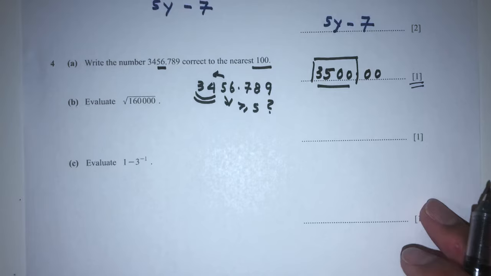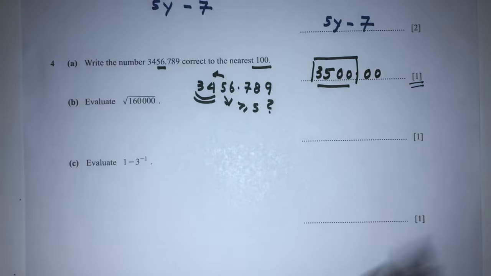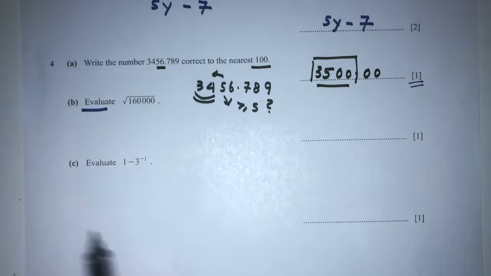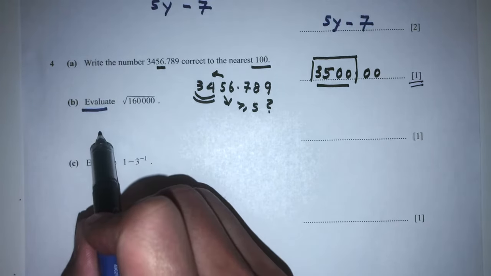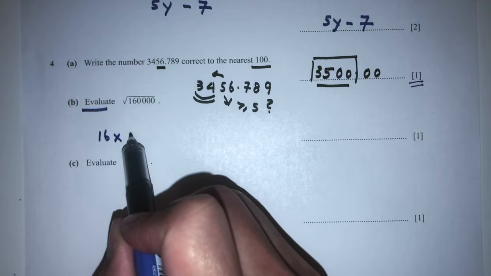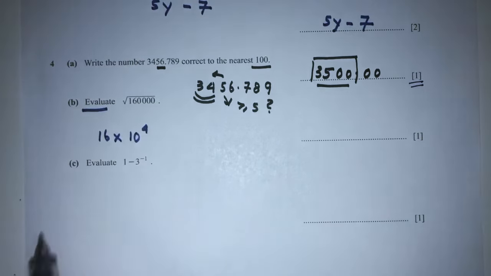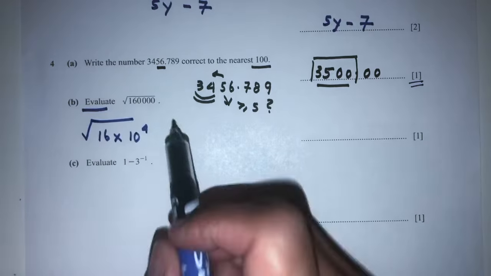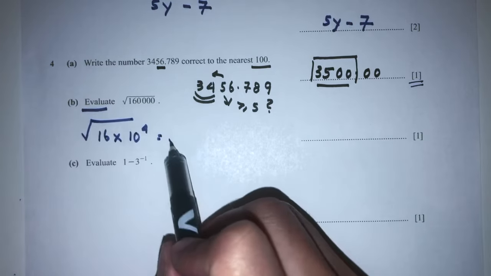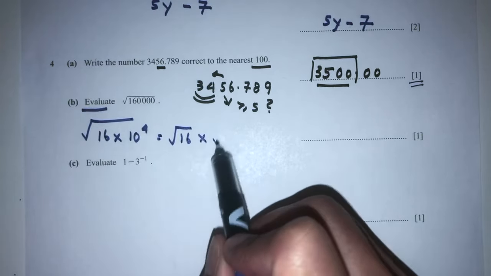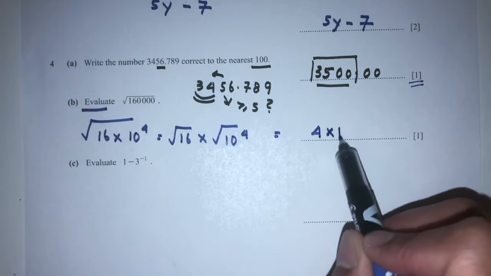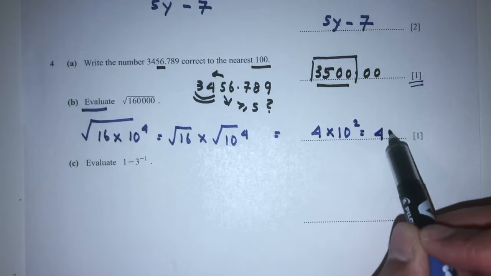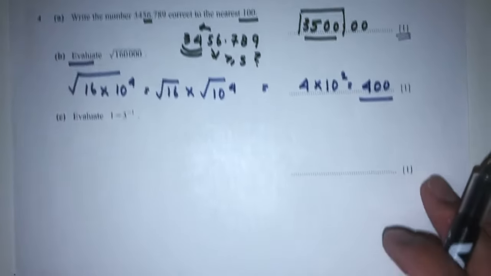Now for part B, we have this number, we have to find the value, evaluate. So we can try to rewrite this. We can break it down. So this can be 16 times 10 power 4. Now square root. We know that we can break it down. So that will be square root of 16 times square root of 10 power 4. That will be 4 times 10 power 2, which is 400 as your answer.